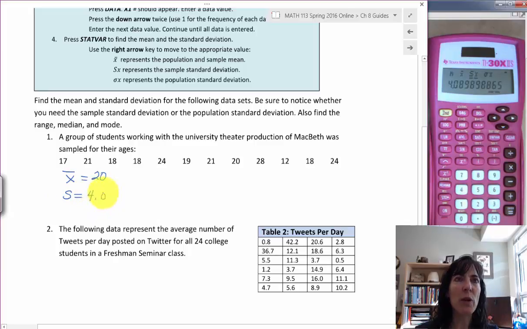so 4.0898, but it has a 9 following, so I'm going to make it a 9. 4.0899, and that's my standard deviation.